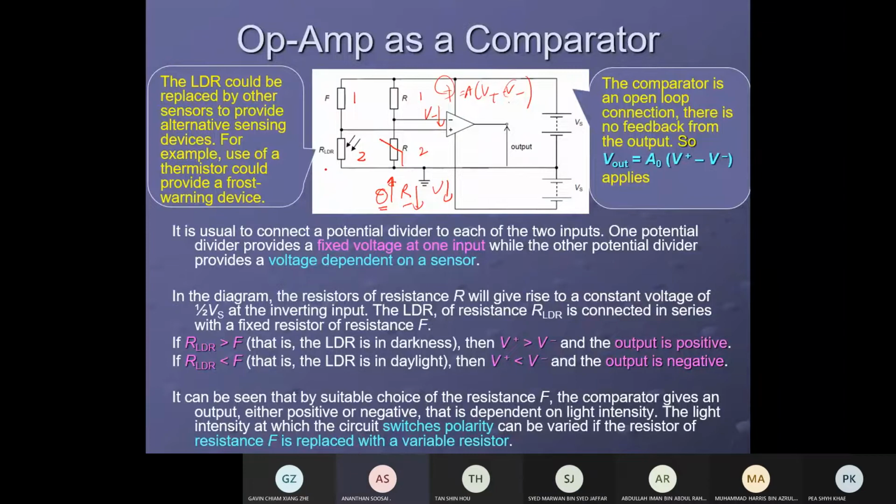When the light intensity rises, the resistance of the LDR drops, so the voltage across the LDR drops, right? Then V positive becomes smaller, right? So is it good to place the LDR at 2? Yes. It should be at 1, right?